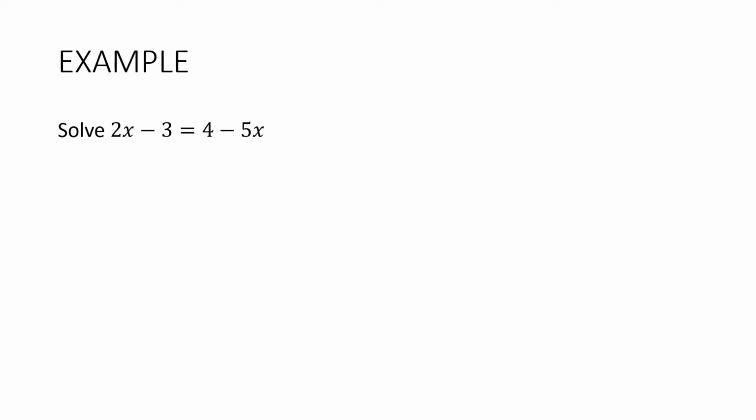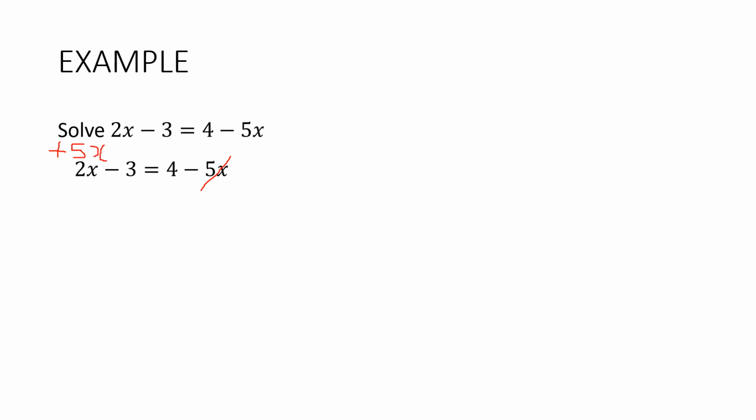Here's one more. Solve 2x take away 3 is equal to 4 take away 5x. Okay, so let's write down the question to begin with. What's the least amount of x there? Is it the 2x or the negative 5x? The lowest amount is the negative 5x. That's the one we want to move. So when it comes over, it's going to become plus 5x.